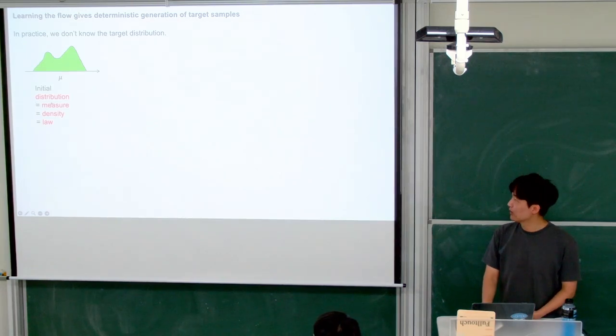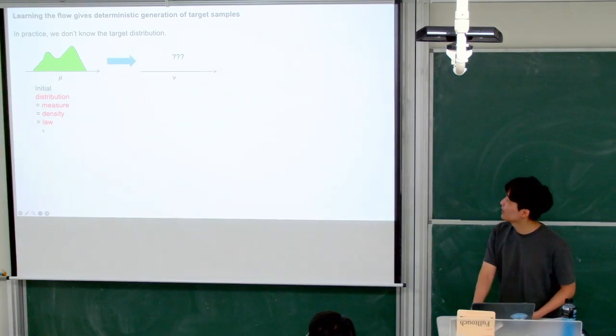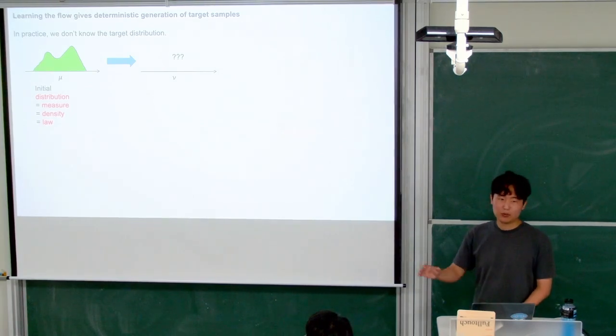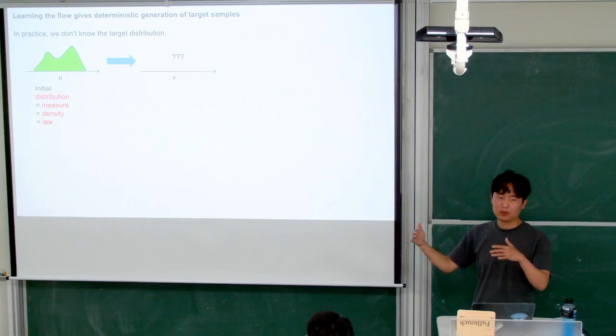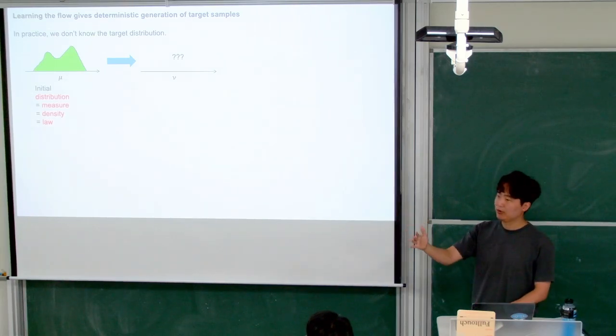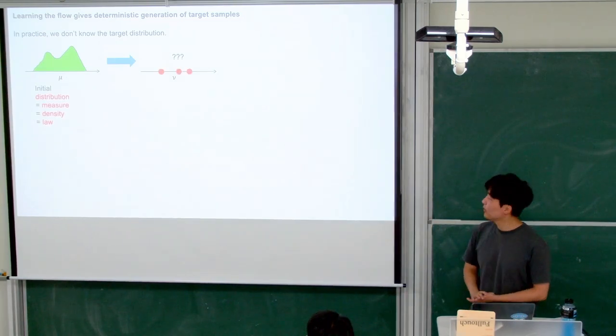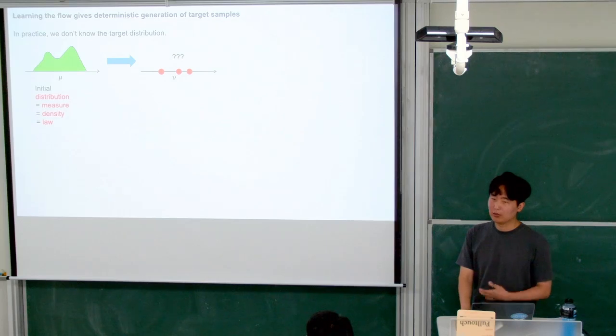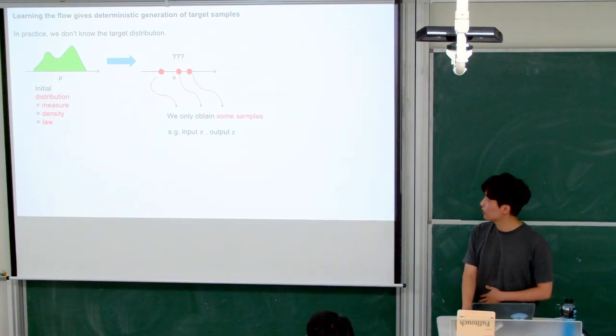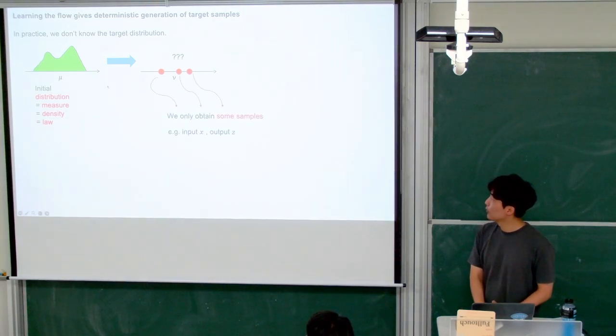One thing to say is that distribution has the same meaning as measure, and the same meaning as density. But in practice, we don't know the distribution or characteristics of the target distribution we want to obtain. We don't know the full information. We just know some samples that we obtain from the target distribution. So it means that we only have some pairs of input and output.